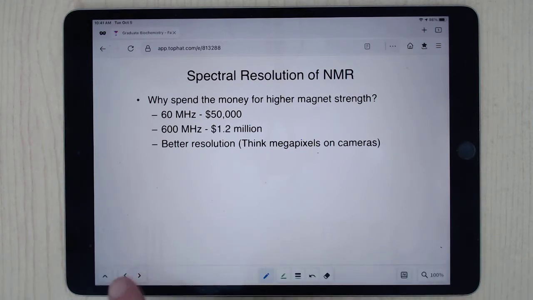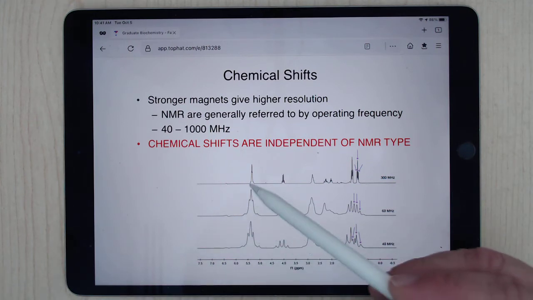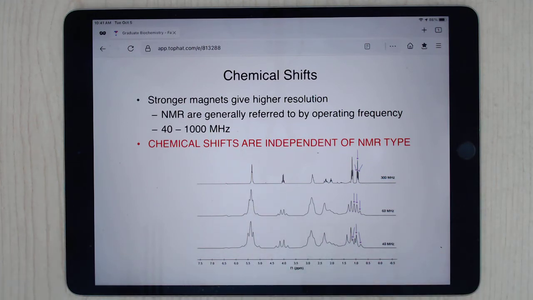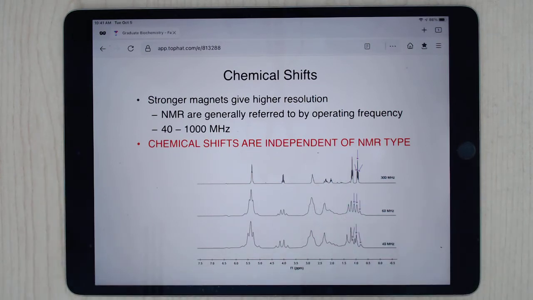Okay? So if you look at this, and you're comparing a 40 to a 60 to a 300 megahertz machine, all of the signals are at the same place. So the computer is going to be able to actually align this. If you have a signal that's 5.5 ppm on a 40 megahertz machine, it's still going to be at 5.5 ppm on a 300 megahertz machine. So notice how all of these line up. So you don't have to account for the field strength. The computer does that.